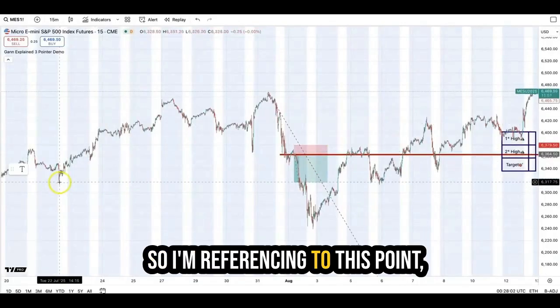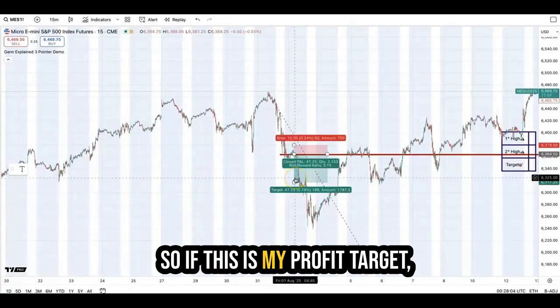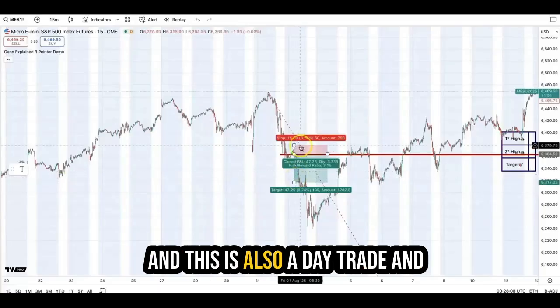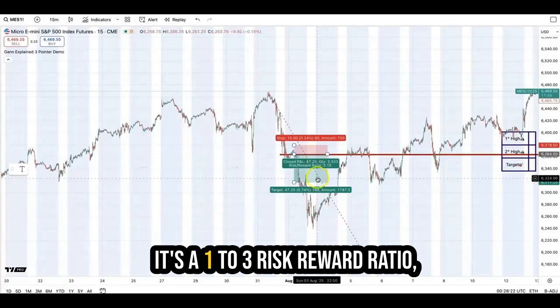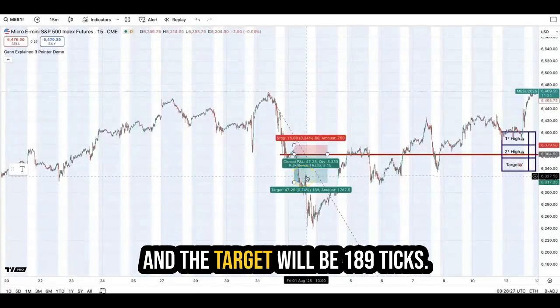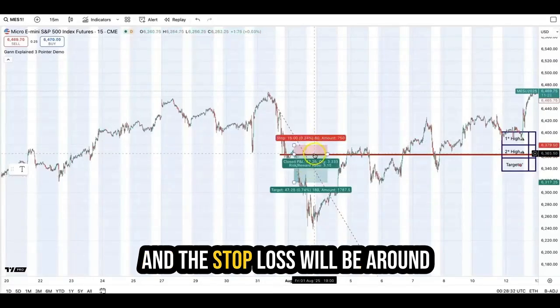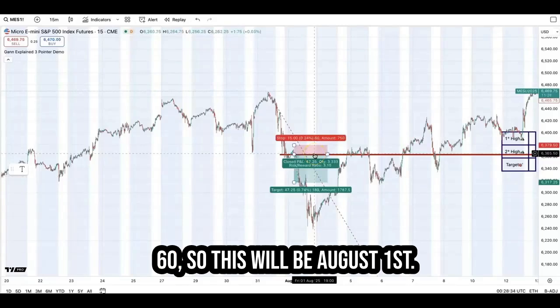So I'm referencing this point. So if this is my profit target, and this is also a day trade, it's a 1 to 3 risk reward ratio, and the target will be 189 ticks, and the stop loss will be around 60. So this will be August 1st.